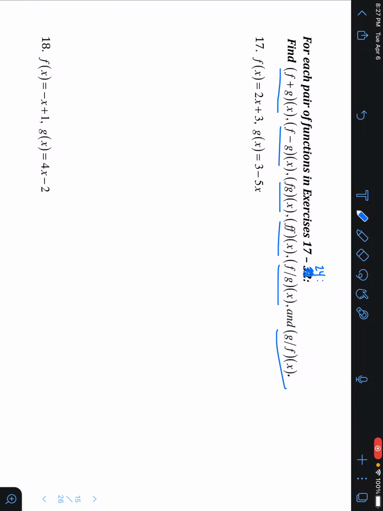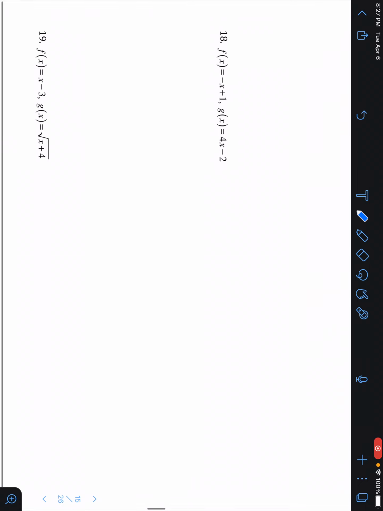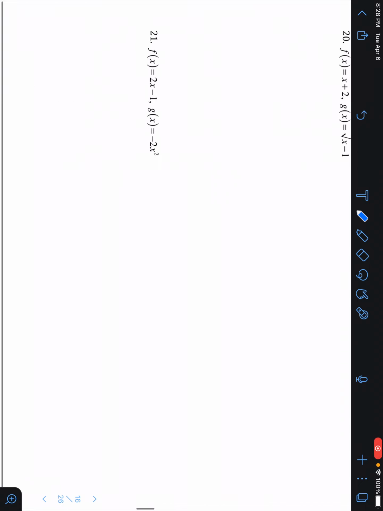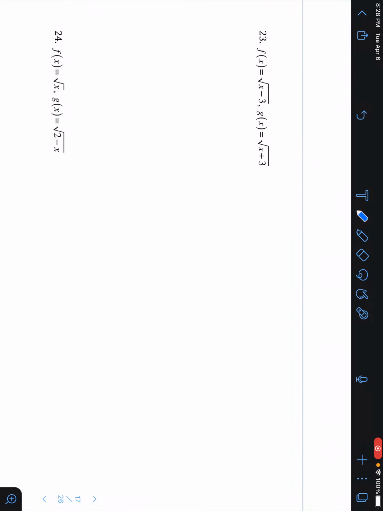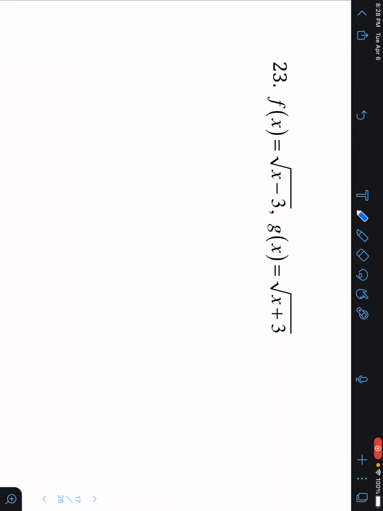So let's start, we're going to have f plus g. Which one do I want to do? I actually want to do this one right here, number 23. So it starts off with f plus g. So we're going to put square root of x minus 3 plus the square root of x plus 3. Can we add anything here? No. They're both within square roots, and we can't add the square roots together because they don't have the same radicand inside. So that's it for f plus g.